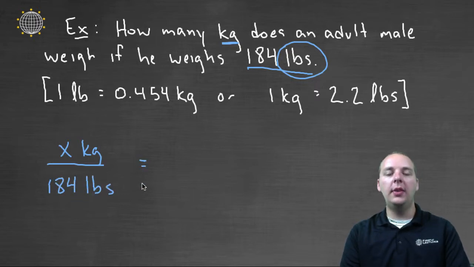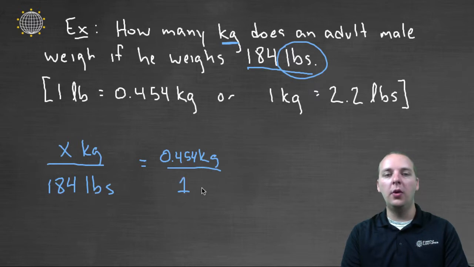All right, now what would that be equivalent to? If X number of kilograms is equal to 184 pounds, then how many kilograms is equal to 1 pound, for example? You could say 0.454 kilograms is equal to 1 pound. And that was part of the provided information. They told us that 1 pound was equal to 0.454 kilograms. Or you could say 1 kilogram was equal to 2.2 pounds. Either one of these you would like to use is fine.